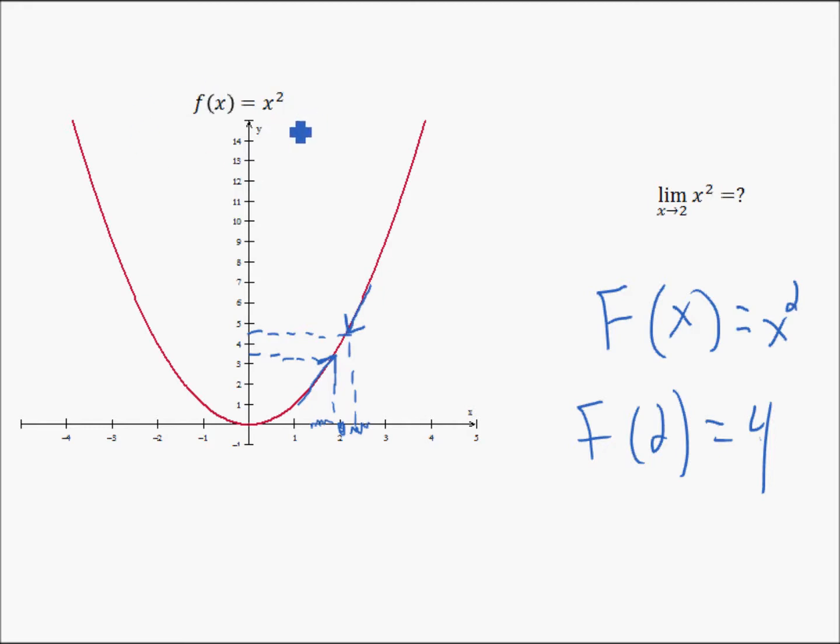But again, main idea, let's say this again. If x is getting super close to 2, x squared is getting super close to 4. So that's the answer here again. And we really don't care what's happening at 2. We don't care that f of 2 is 4 in this instance.